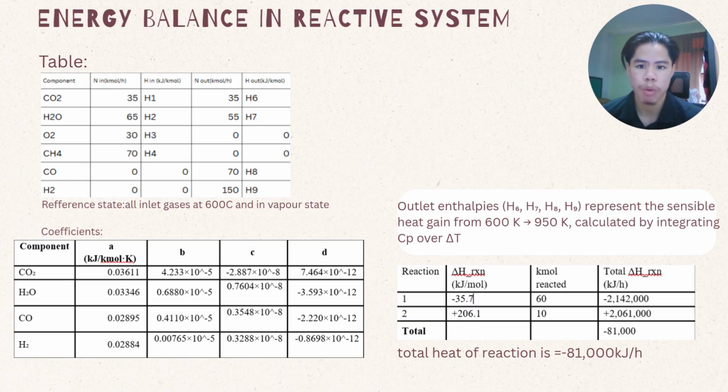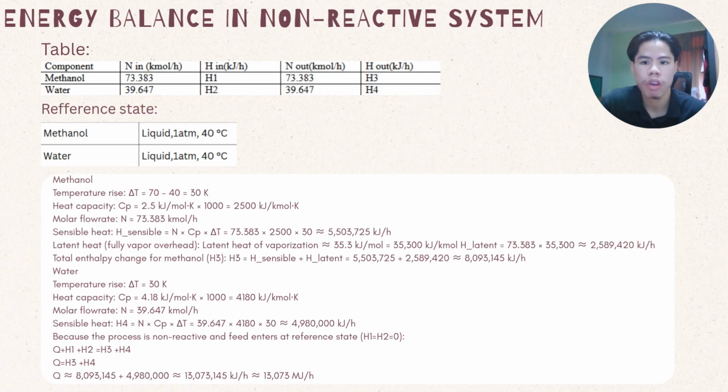In our table, we will have H1 until H9, but H1 until H4 is zero, since it is our reference state, which is our lowest energy. Here are the coefficients for A, B, C, and D, and then we get the total and the heat of reaction is negative 81,000 kilojoule per hour. Here is our energy balance in a non-reactive system.